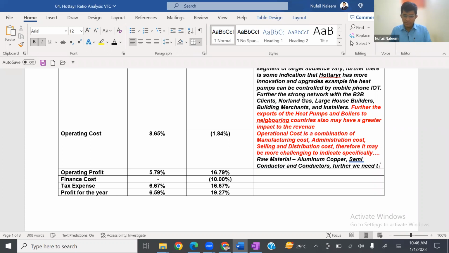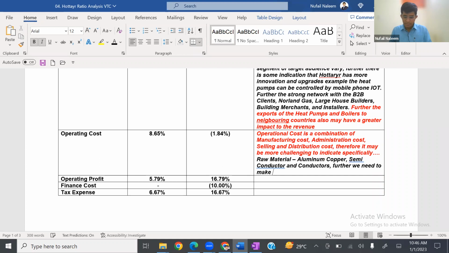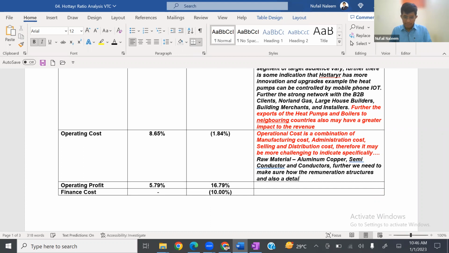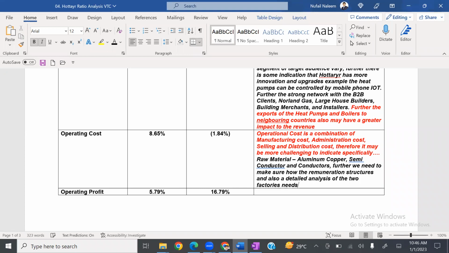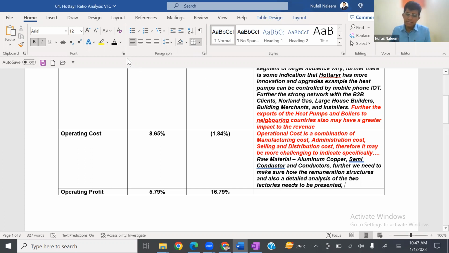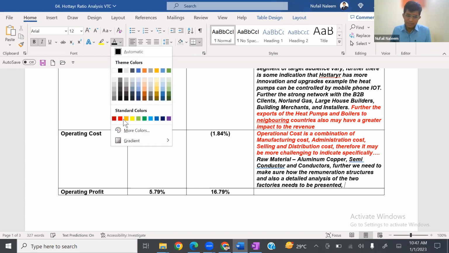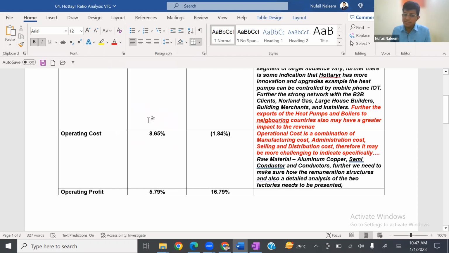Further, we need to make sure how the remuneration structures are. That is also one more point. Remuneration structures, and also a detailed analysis of the two factories needs to be presented. Correct, no, Anushka, if I'm not mistaken? Yes, sir. So the biggest problem is, students, we have a higher growth, but we are making sure what should be inside this. The good point I can generally say, when we are having a higher growth, our investment level in expenses is very high.